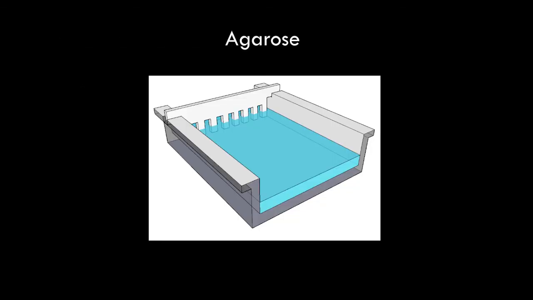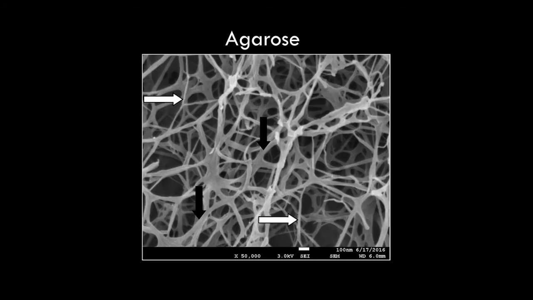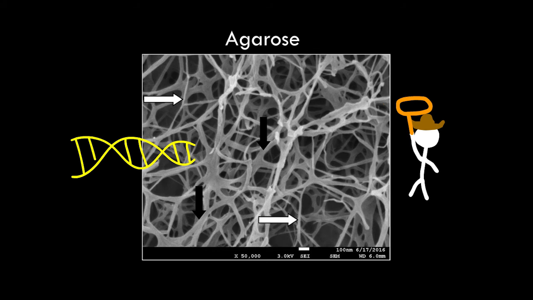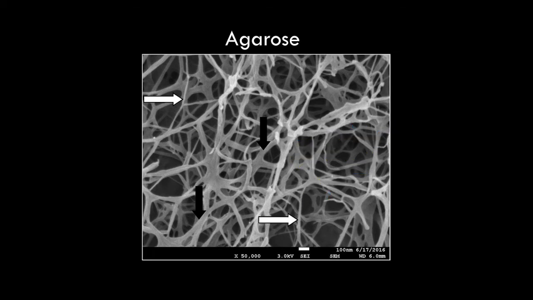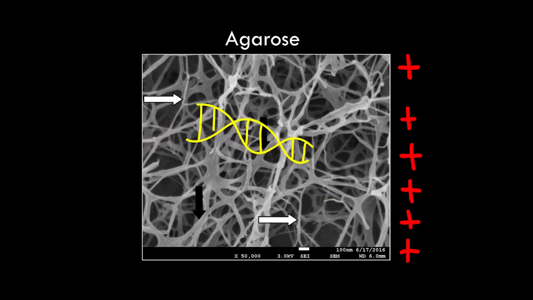Agarose is a gel made of polysaccharides that form a complex microscopic mesh. We will place the DNA fragments into this gel and pull the DNA through it using an electric current. DNA has a net negative charge, so it will be drawn to the positive pole when we apply the current. The DNA must navigate the spaces in the agarose gel.